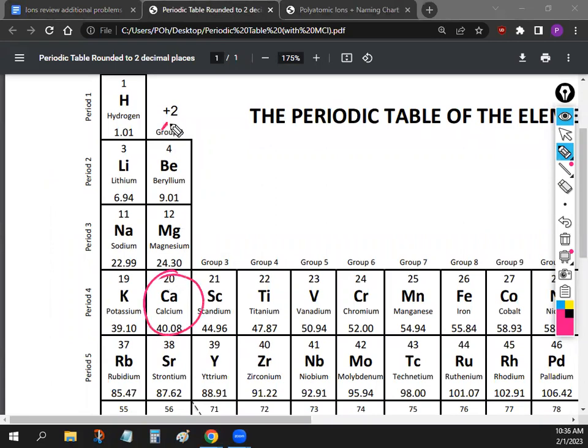If you take a look at it, calcium is in the +2 column. So calcium wants to become, obviously, 2+. Okay, so you can jot that down on your paper. Calcium's MCI is 2+.